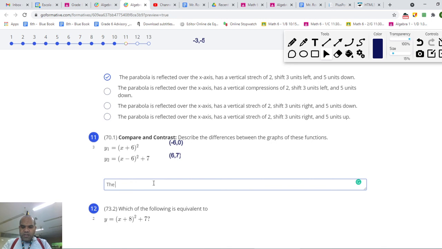How do you compare this one? Comparing from the parent function, the first one, I move left 6 units, just it. The second one, what's going on here? The second one, we move 6 to the right and up 7. You got it? Yeah, this is the difference, guys. Just it. Nothing more. Easy, yes, easy.